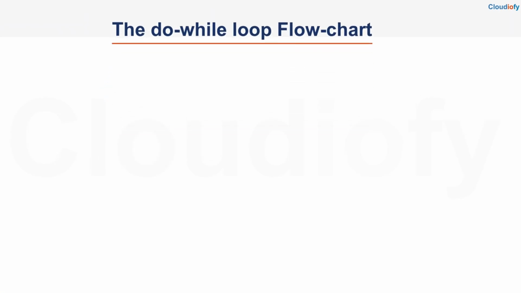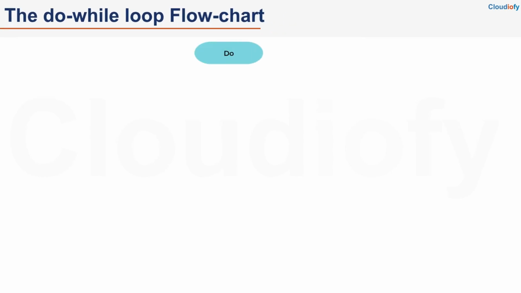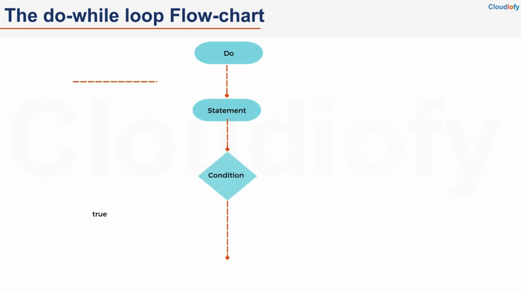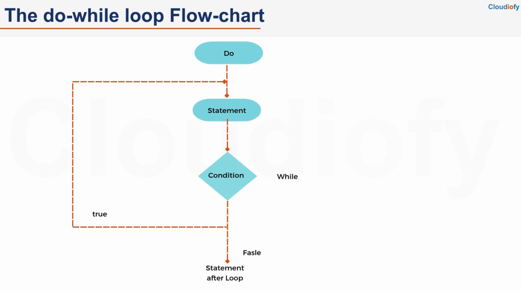Let's go over the syntax. The do keyword comes first, followed by the loop body in curly braces. Then we write while with the condition and a semicolon. Now understand this with the help of a flowchart. We start by running the loop body. Then we check the condition. If it is true, we go back and run the loop again. If it is false, we exit the loop. So the body always runs at least once.